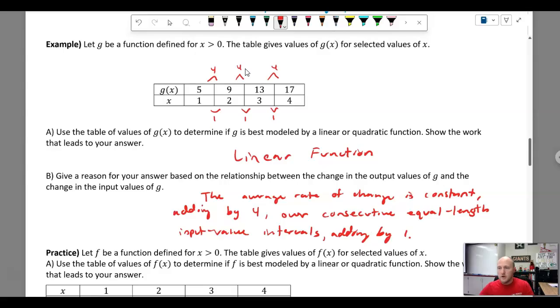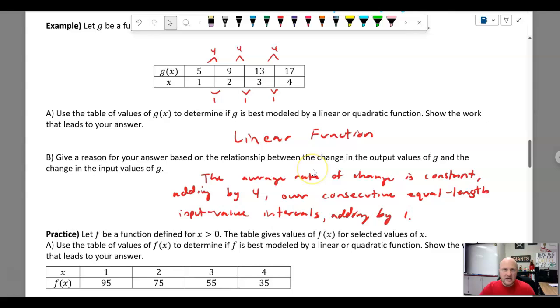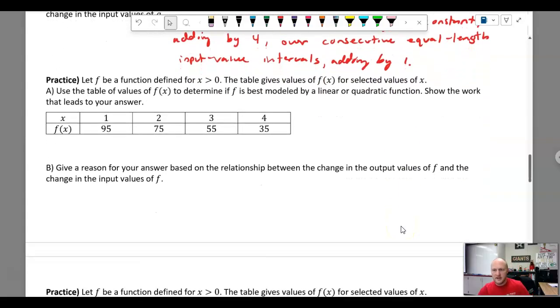Okay, so again, what is the average rate of change doing over your equal length input value intervals? So rate of change over equal length intervals is how you can generally remember this sentence frame. The average rate of change is constant, adding by 4, over consecutive equal length input value intervals, which are adding by 1.